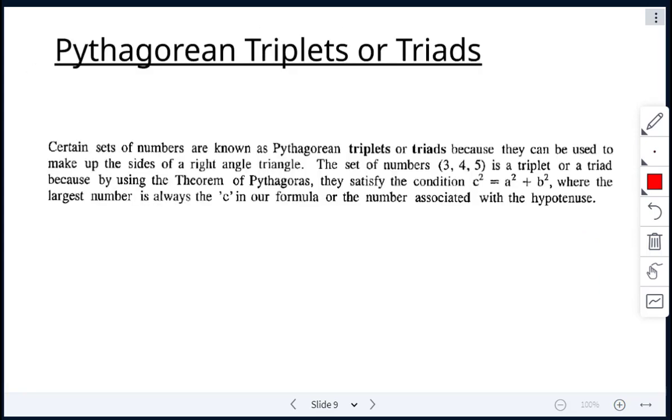Okay, so next, we're just looking at Pythagorean triplets or triads. These are certain sets of numbers that are called Pythagorean triplets or Pythagorean triads because they can be used to make up the sides of a right angled triangle. For example, when we were looking at the video, 3, 4, and 5 is a triplet or a triad because when we use the Pythagorean theorem, they satisfy the formula a squared plus b squared equals c squared. Always use the largest number, in this case 5, as the hypotenuse when you're putting it into the formula.